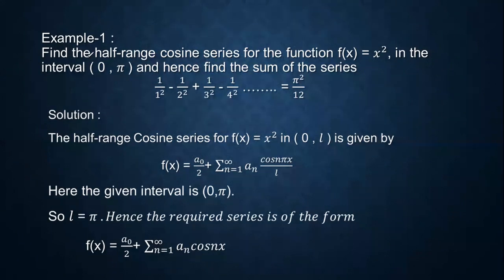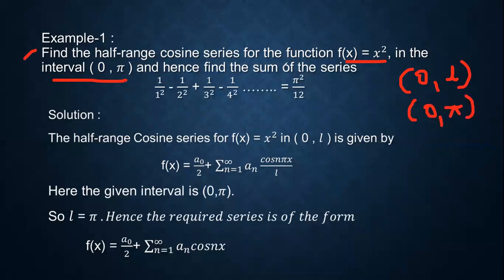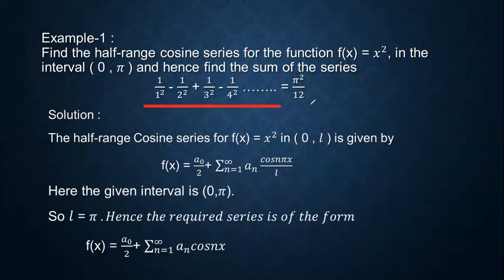Right. So in the question it is given: find the half range cosine series for the function f of x equal to x square, given in the interval of 0 to pi. Actually, the interval is 0 to L, but in place of L we are substituting pi here. Hence, you have to find the sum of the series. So by using this function, we have to find the half range cosine series, and from the half range cosine series you can find the sum of the series.